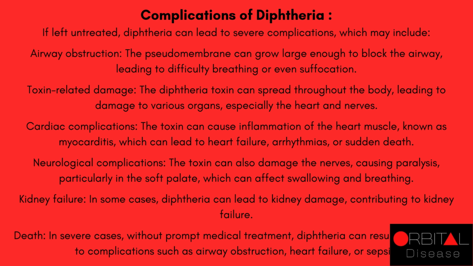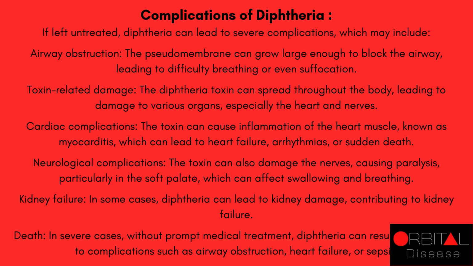Complications of diphtheria. If left untreated, diphtheria can lead to severe complications, which may include airway obstruction. The pseudomembrane can grow large enough to block the airway, leading to difficulty breathing or even suffocation. Toxin-related damage. The diphtheria toxin can spread throughout the body, leading to damage to various organs, especially the heart and nerves. Cardiac complications. The toxin can cause inflammation of the heart muscle, known as myocarditis, which can lead to heart failure, arrhythmias, or sudden death.